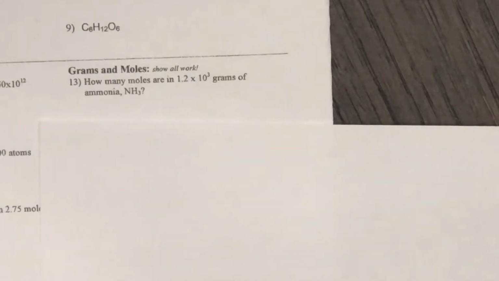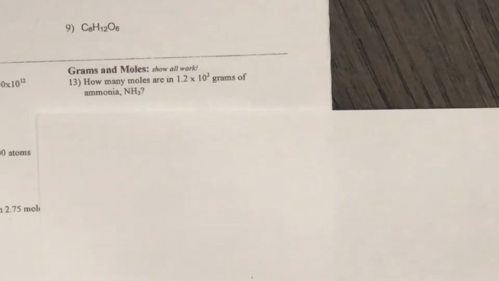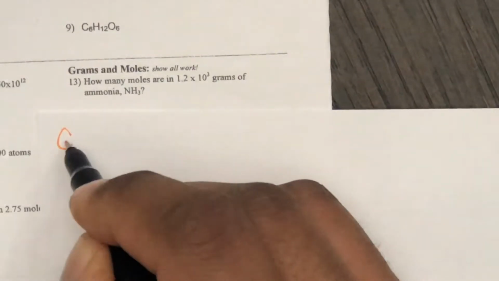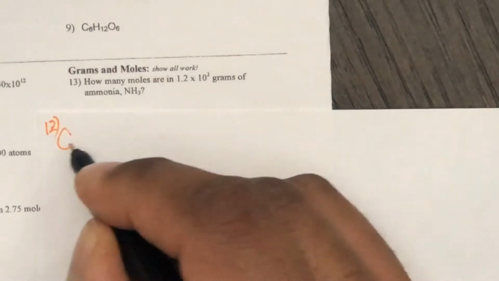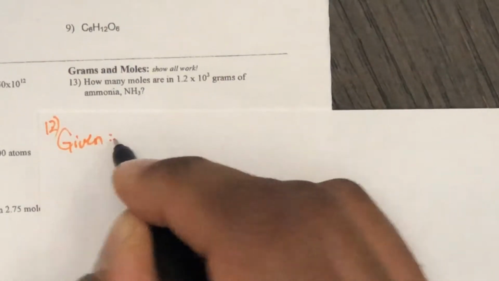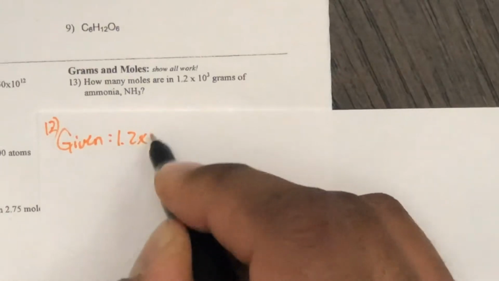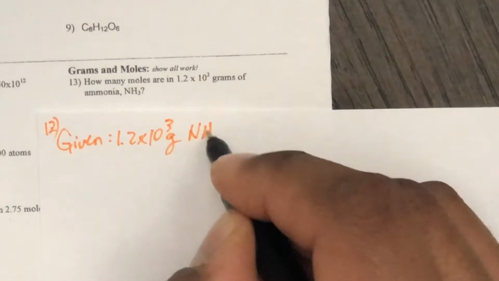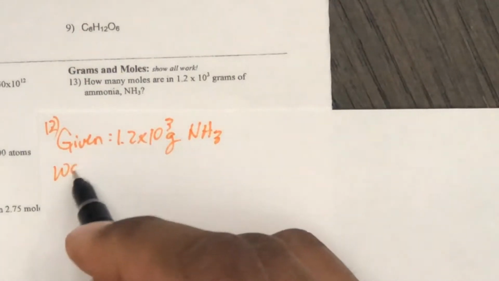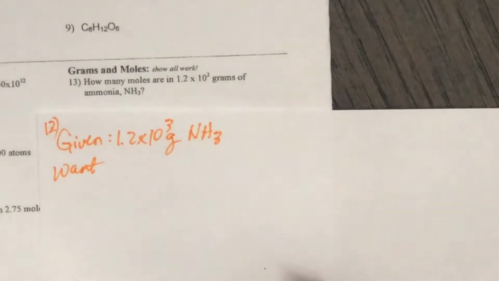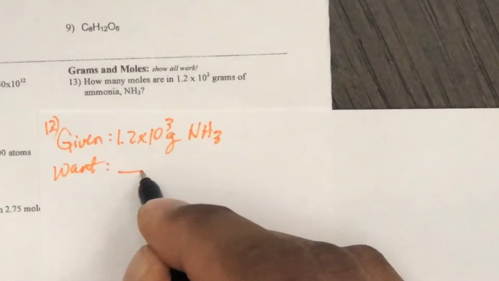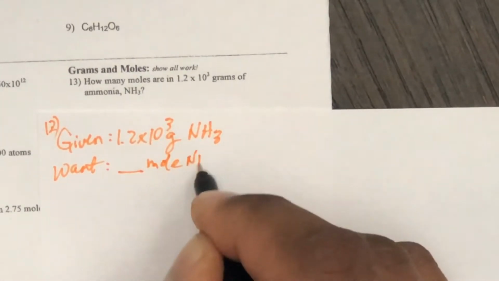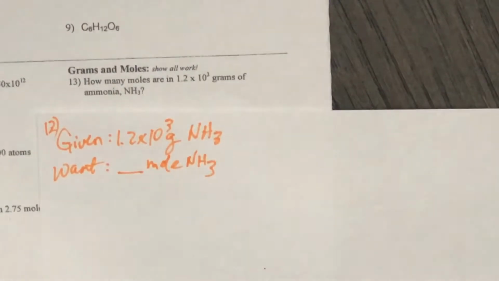So for number 13, it's telling us how many moles are in 1.2 times 10 to the third grams of ammonia. So here for 13, your given is going to be 1.2 times 10 to the third grams of NH3. And your little heart will desire the amount of moles of ammonia present in that amount of grams.